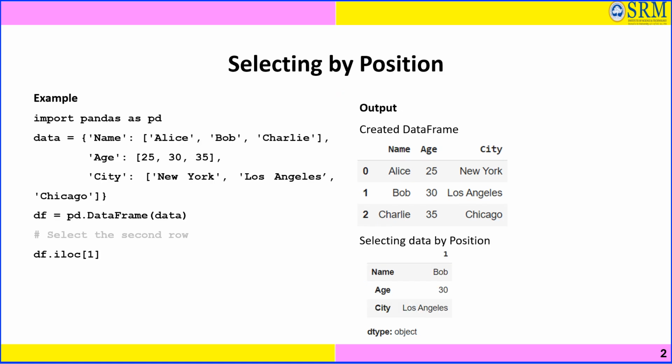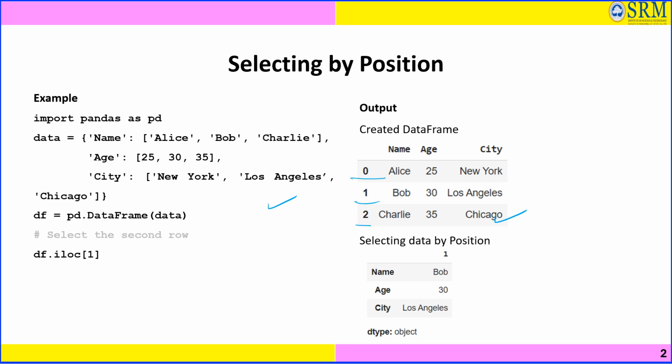So that is selecting by label. Next one is selecting by position. Again, you need to form one data frame. This is the data frame. It has three columns. It has the index. Next I have to select by position. These are the positions: first row 0, row 1, and row 2.